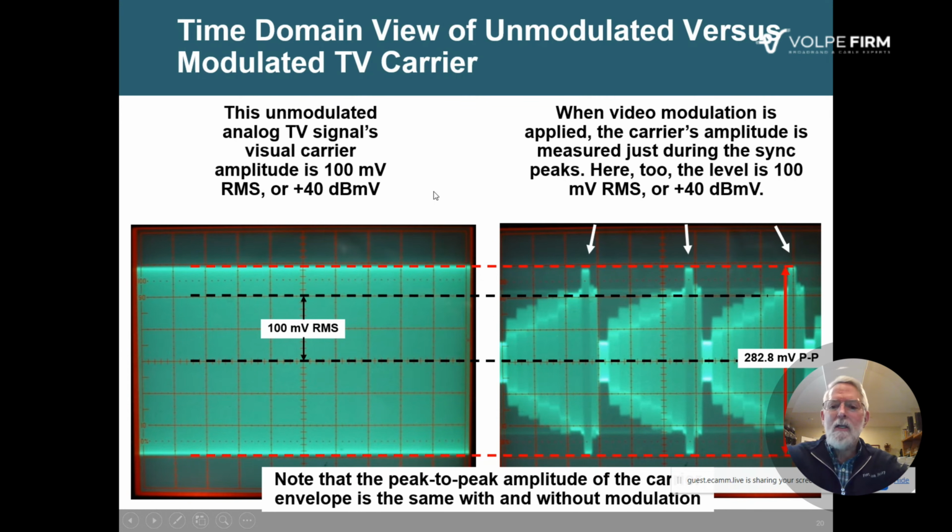And when we measure a signal like this modulated signal on the right with a signal level meter, the signal level meter has in it a peak detector circuit that is looking for these sync peaks. And it displays that 100 millivolt RMS value of those sync peaks, but in dBmV. So that's what it is we're measuring when we measure the level of a carrier of an analog NTSC TV channel.